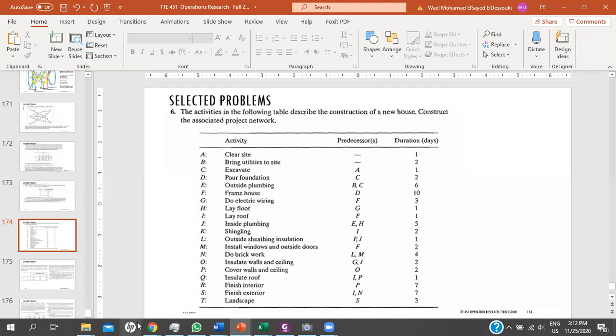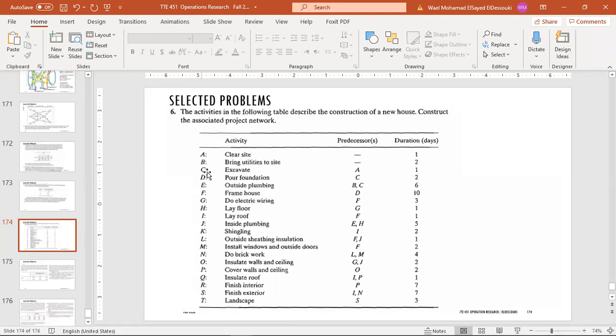It's a construction project composed of activities from A to T. You can see the first column is the label of the activity, the second is a description of the activity, the third column is the predecessors for each activity, and the last column is the duration in days per activity. So the first thing to do is to draft the logical map of this project.